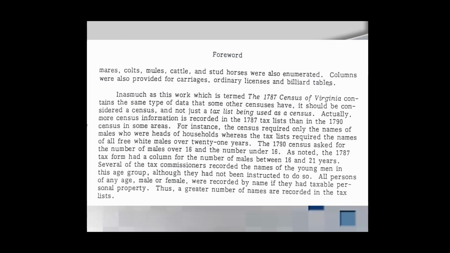And so we go to this other part of the book called the foreword. Almost no one ever reads the foreword, to our collective detriment. Look what happens on page 2 in this particular foreword. Inasmuch as this work, which is termed the 1787 Census of Virginia, contains the same type of data that some other censuses have, it should be considered a census and not just a tax list being used as a census. Well, love Nettie Schreiner-Yentis. She did awesome work. Bless her heart. She's resting in peace now. I'm sorry. It's not a census record. It is a tax list.